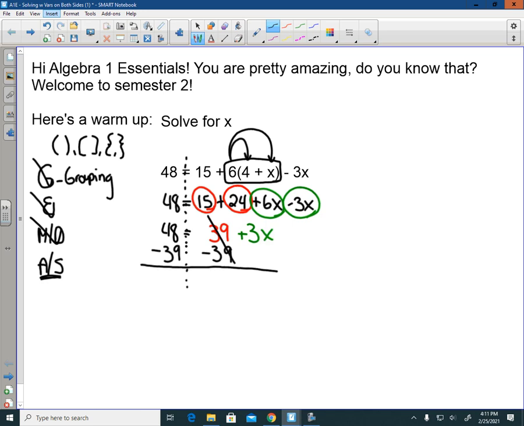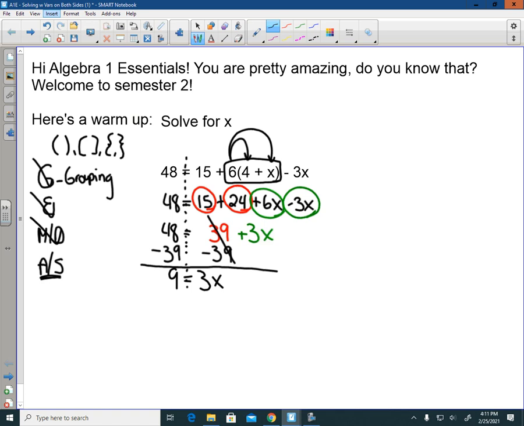On the left side, we have 48 minus 39. Yeah, I'm using a calculator. That's okay. That's 9, and that's going to equal the 3x that's left over on the right. Awesome. And so now we just really have one more step to go.